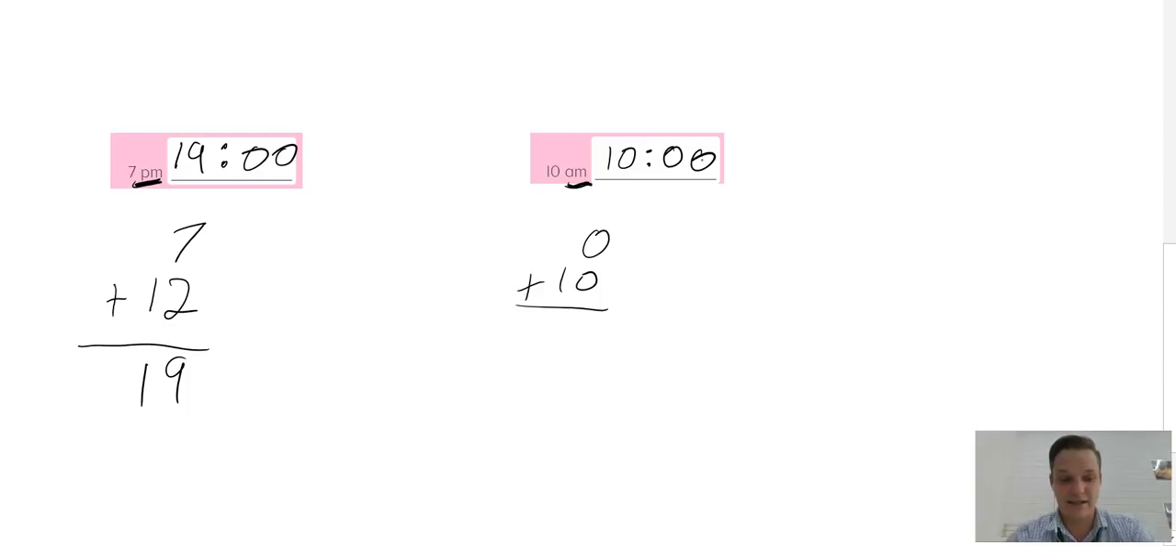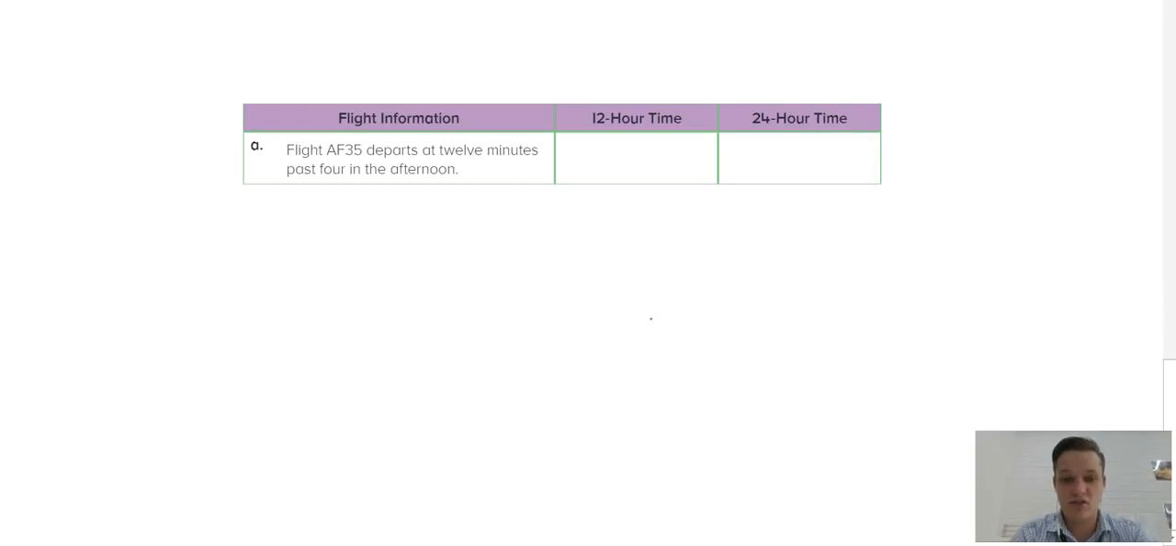Easy as that. Now, this problem is taken straight from our stepping stones. It gives us a word description of a time. We need to put it in 12 and 24-hour time. Now that can be pretty easy, or it can be pretty tricky. So we're looking at 12 minutes past 4 in the afternoon. So there's our keyword, afternoon. Because it's the afternoon, we know it's going to be PM.